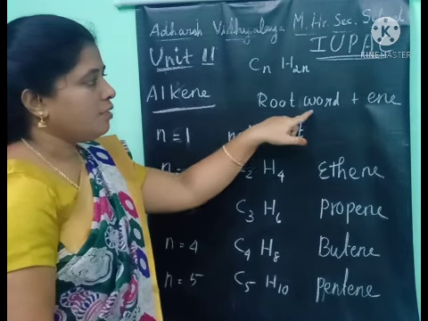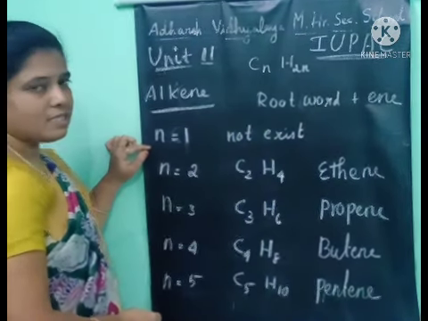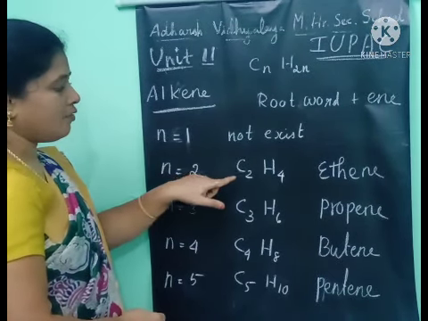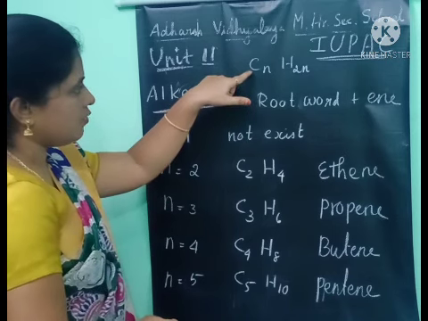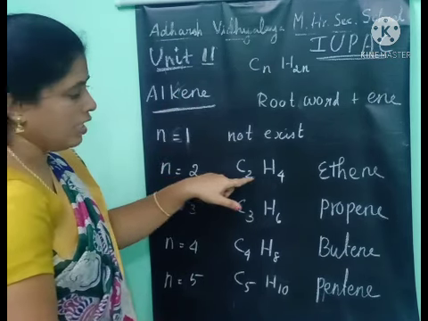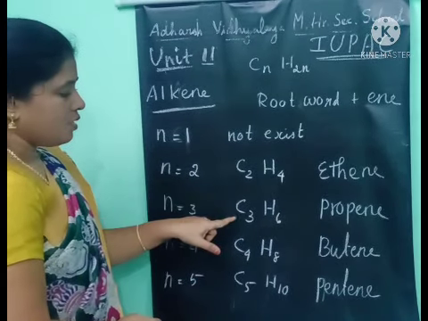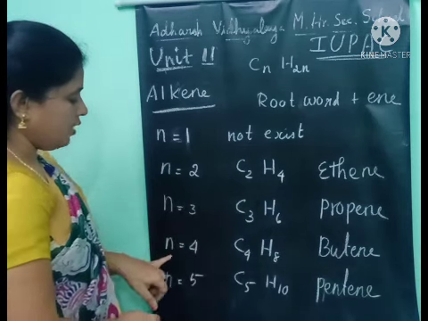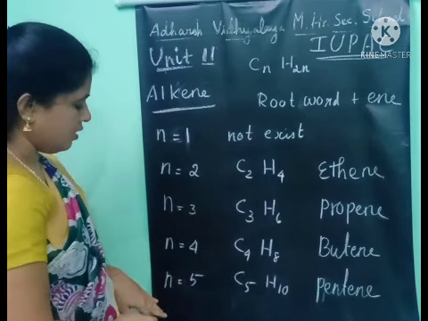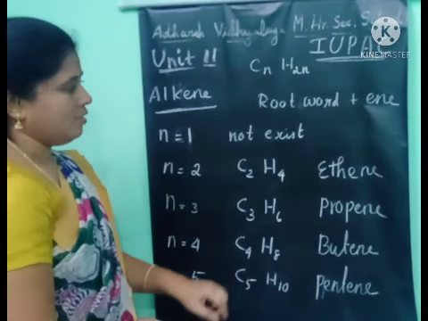Alkene. General molecular formula CnH2n. Naming: root word plus ENE. N equal to 1 does not exist in nature. N equal to 2, substitute n equal to 2 in the general formula CnH2n, therefore the molecular formula is C2H4. N equal to 3, C3H6. N equal to 4 means the molecular formula is C4H8. N equal to 5, molecular formula C5H10.